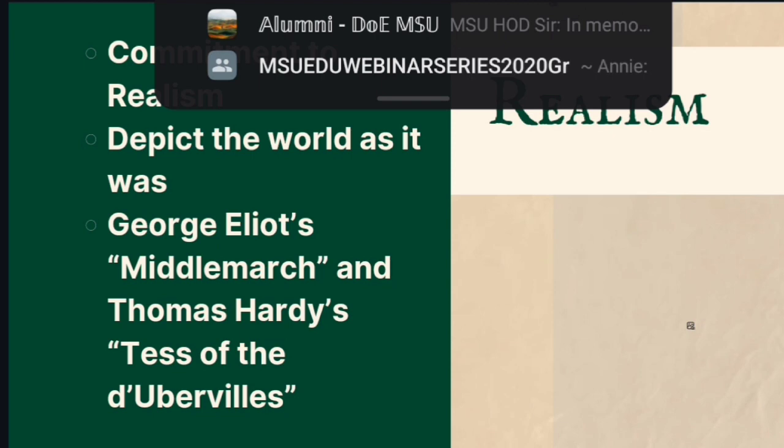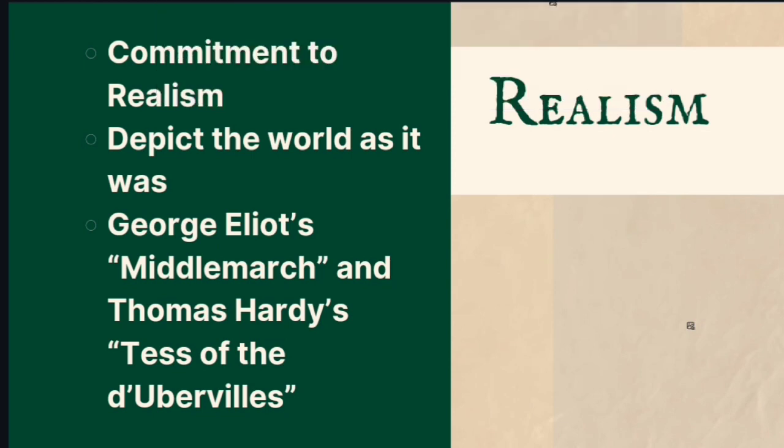There is nothing to exaggerate, there is no imagination. Whatever you see in your society is reflected in the literary works, and that is called realism. The works produced by George Eliot and Thomas Hardy can be considered as works of realistic literature.